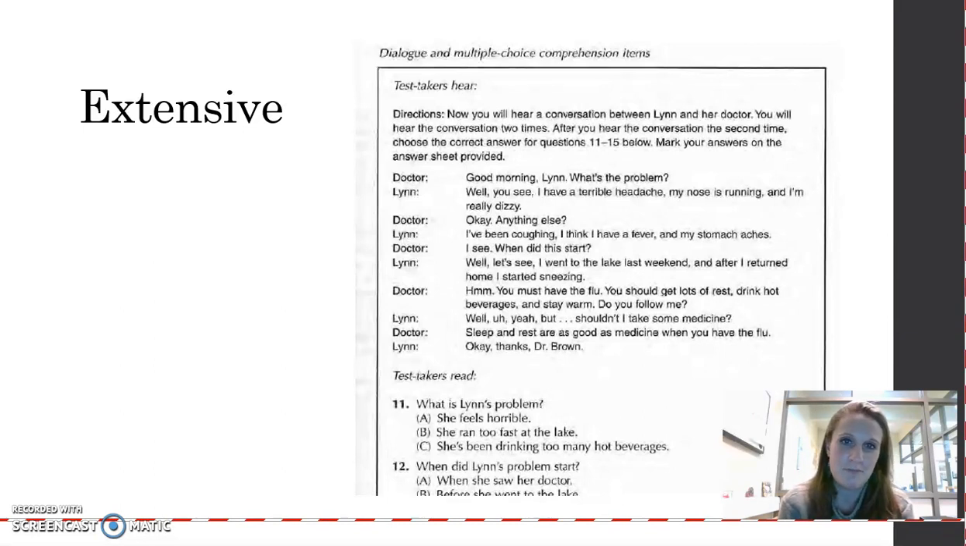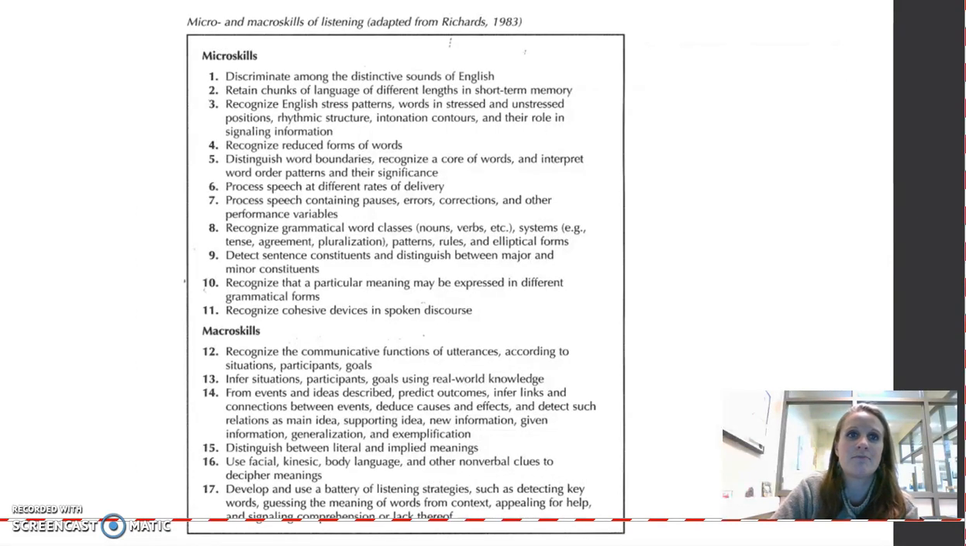This, we do it all the time, right? They hear the whole thing and they answer questions about it. Although this one's pretty short considering the fact that in the definition it's extensive and generally longer lectures, but this is about as close as we can get in a typical classroom, right? Listen to the dialogue, answer the questions.